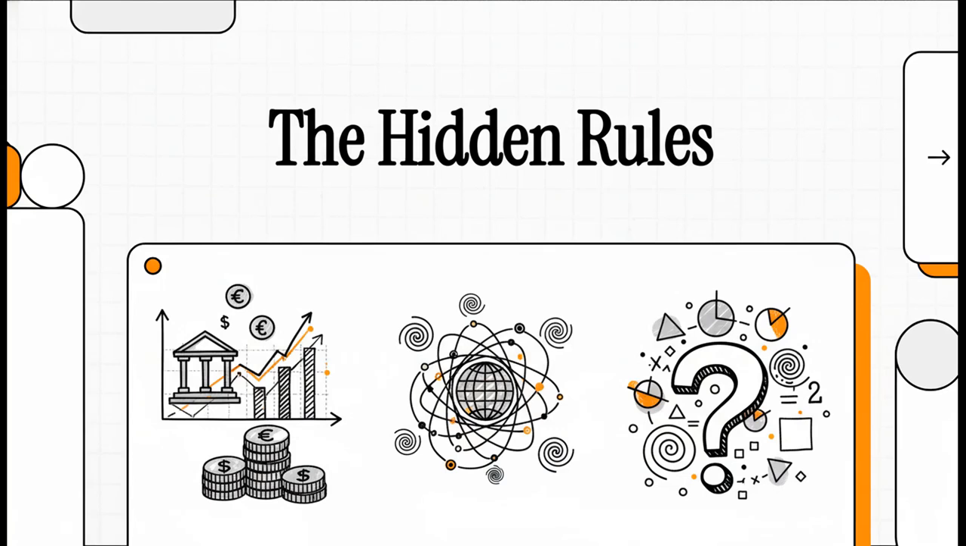Welcome to the Explainer. Today, we're going to pull back the curtain on the hidden mathematical rules that, believe it or not, run just about everything. We're talking about the secret code that governs your ATM, your phone, and even the entire economy. And it all starts with a pretty simple question.